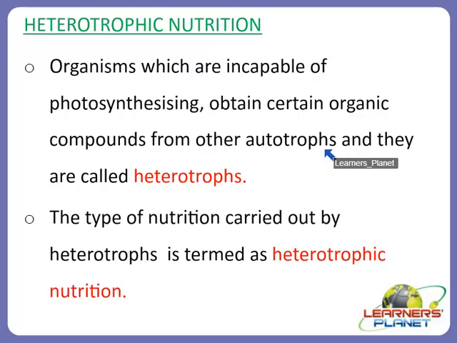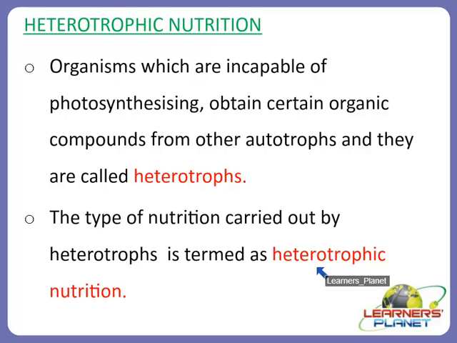But there are some organisms which cannot synthesize their food, and that is why they obtain these organic compounds from other autotrophs. So basically they are termed as heterotrophs. This type of nutrition which is carried out by the heterotrophs is termed as heterotrophic nutrition because there are such plants which depend upon the green plants or on other living bodies for their nutrition.